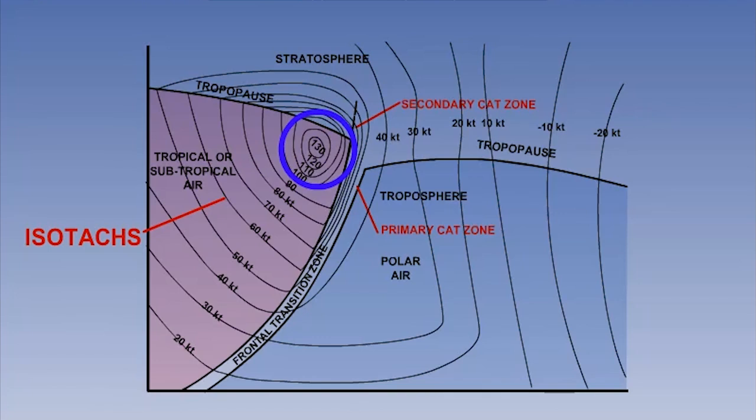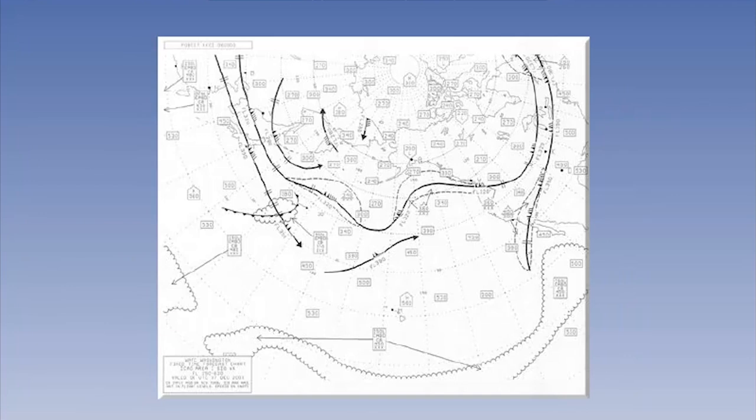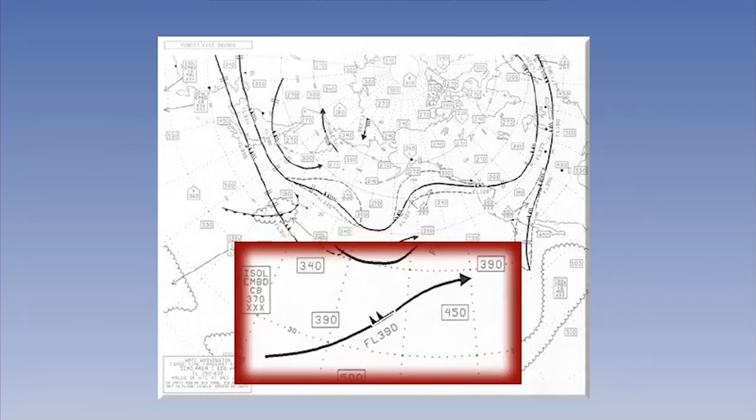Therefore, this is the potential location of clear air turbulence, or CAT. The side of the jet where the isotachs are closest is the side facing the cold air. This is where the temperature gradient, and therefore the pressure gradient, is the greatest. The locations of these CAT areas are important since they can represent a significant hazard to aviation. As a result, these jet streams and their associated CAT will be forecast and shown on weather briefing charts.